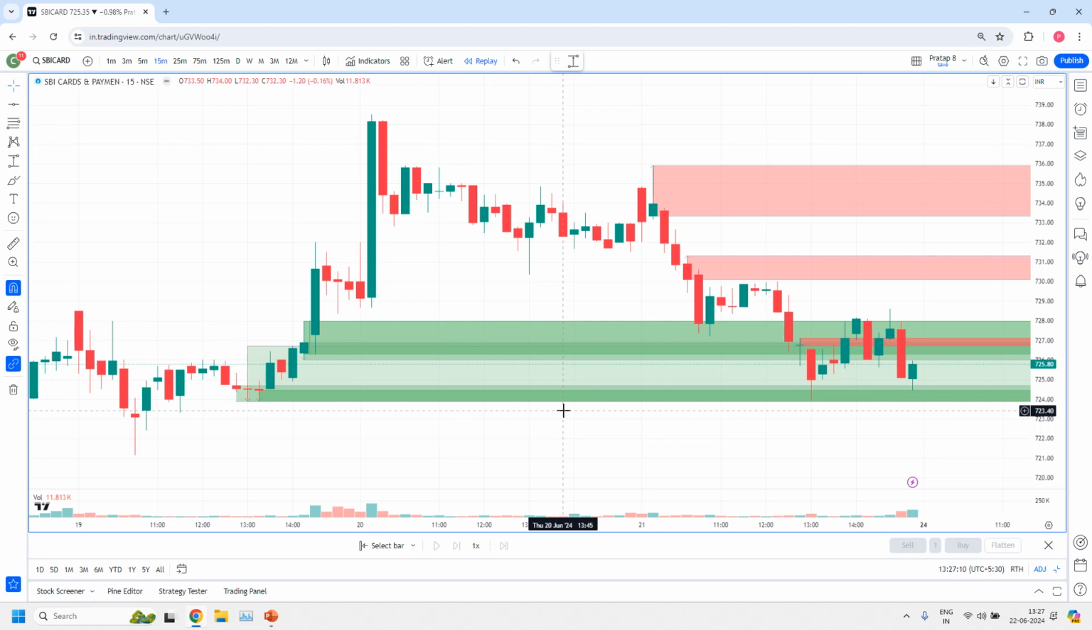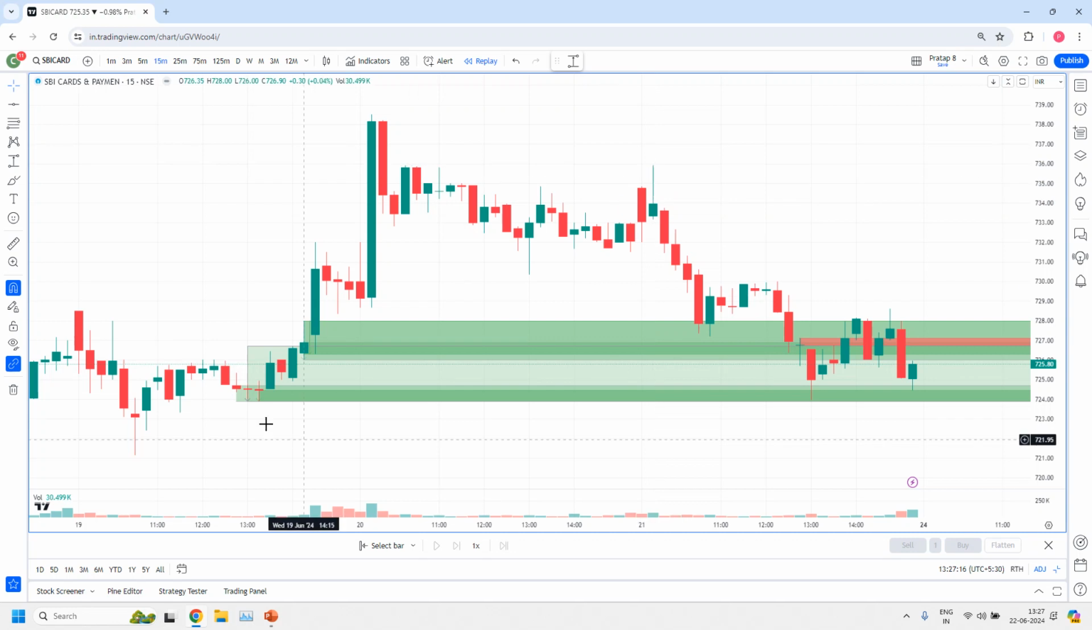Generally, how do you do the analysis? First you draw the zones. Okay, let me delete everything so that I can quickly explain in a fresh way.